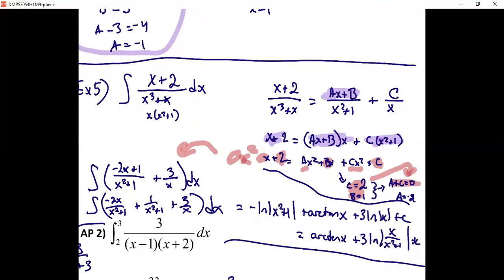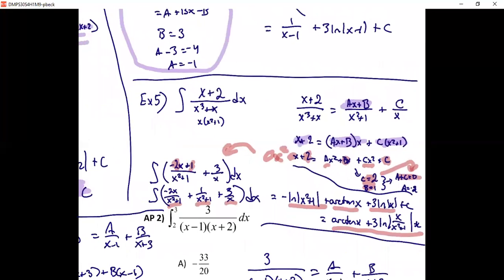And if you notice, I broke this up into 2 separate fractions. This negative 2x over the first plus 1 over the second. And by doing that, then I end up with 3 separate terms. So the first one is a natural log integration. The second one is arctangent integration. The third is also a natural log integration, which I combine like so. So in the future, I'm going to have to put this in my notes.